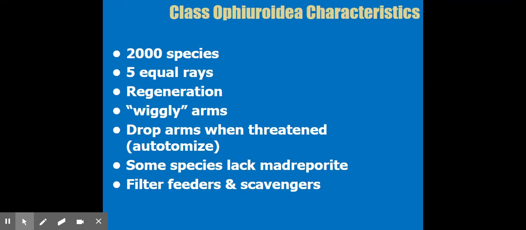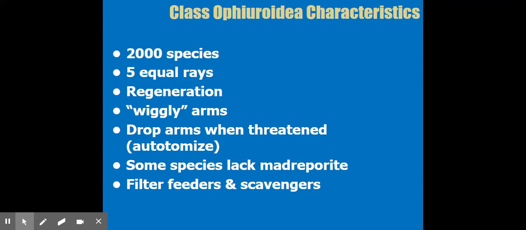As a matter of fact, when they feel threatened by a predator, an escape tactic they might use is to drop an arm, in hopes that the predator will go after the arm while they wriggle away, and then slowly over time regenerate that arm back. That's called autotomize. Some species are small enough that they don't really need a madreporite, so they lack that madreporite. They can just use simple diffusion to bring water in.